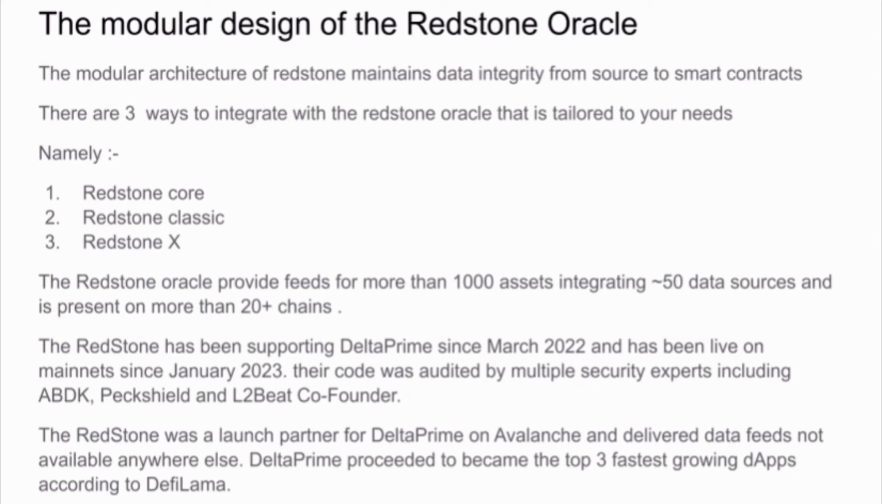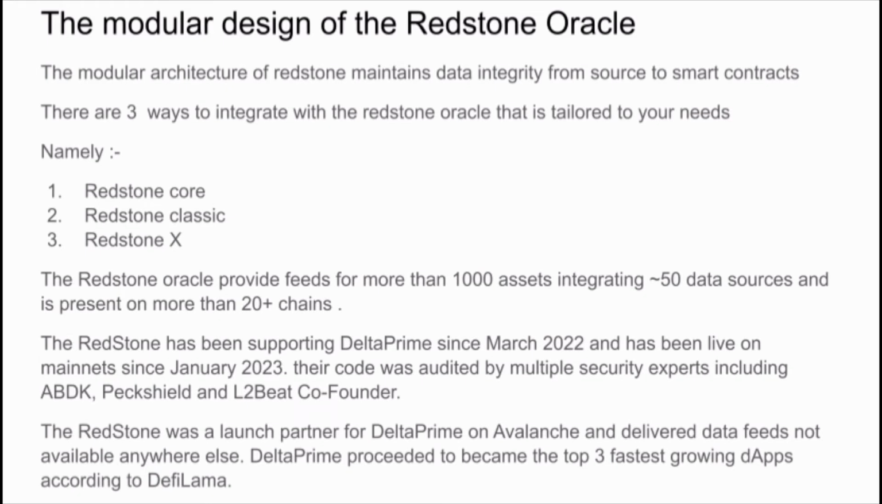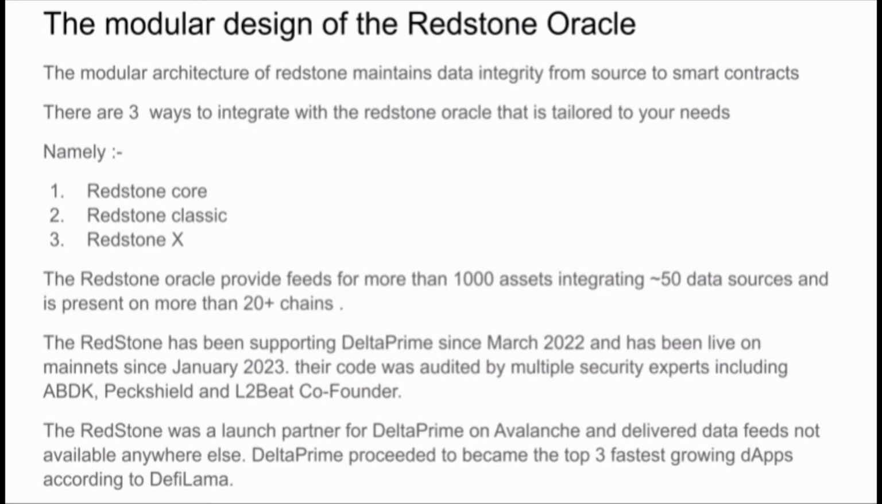The first thing is that the modular architecture of Redstone maintains data integrity from source to smart contracts. There are three ways to integrate with the Redstone Oracle that are tailored to your needs. Namely, the first one would be Redstone Core, the second one is Redstone Classic, and the third one is Redstone X. The Redstone Oracle provides feeds for more than 1000 assets, integrating 50 data sources, and is present on more than 20 chains, which is huge. They are present on both EVM and non-EVM chains, on L1s and L2s.